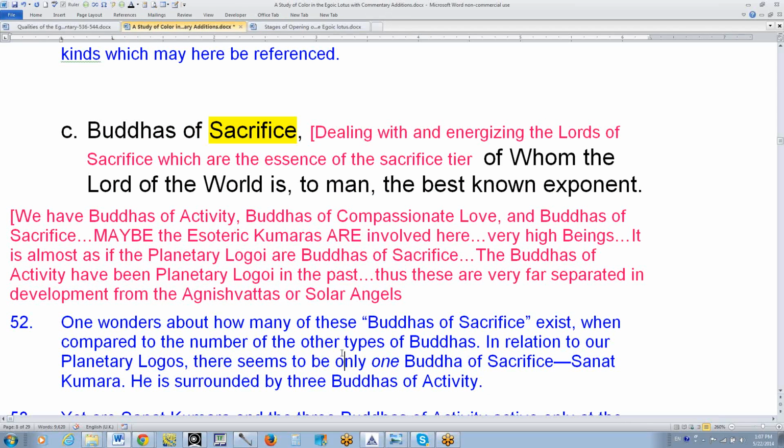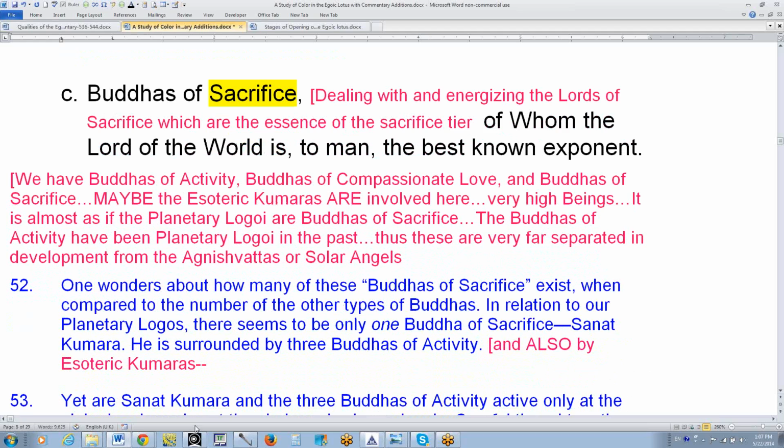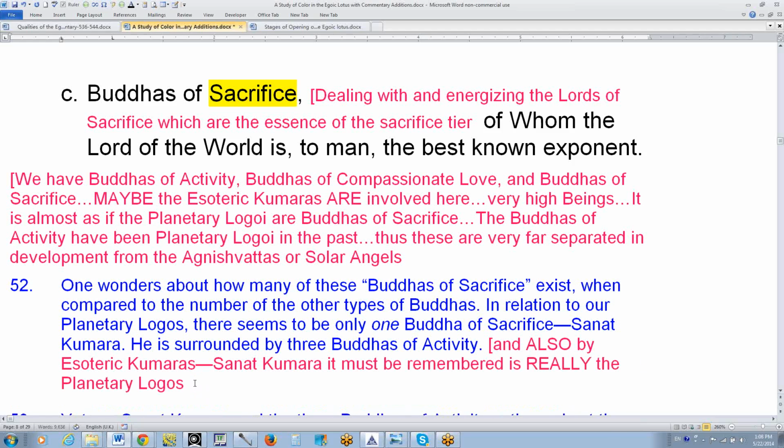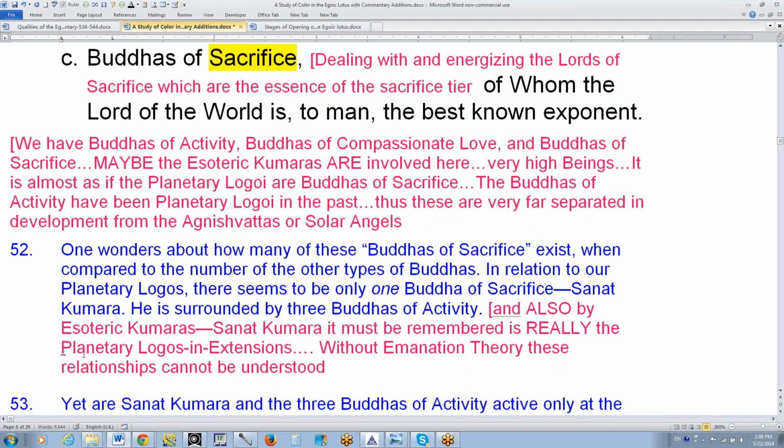In relation to our planetary logos, there seems to be only 1 Buddha of sacrifice, Sanat Kumara, and he is surrounded by 3 Buddhas of activity, and also by esoteric Kumaras. And SK, it must be remembered, is really the planetary logos in extension, and not really different from the planetary logos. Without emanation theory, we will not understand this. These relationships cannot be understood.